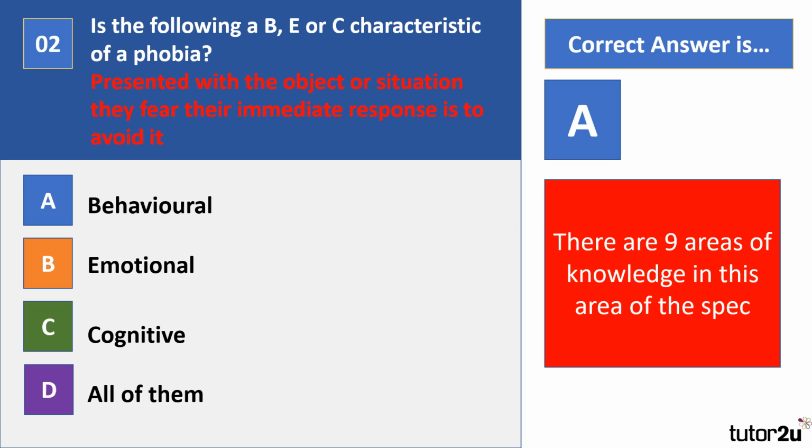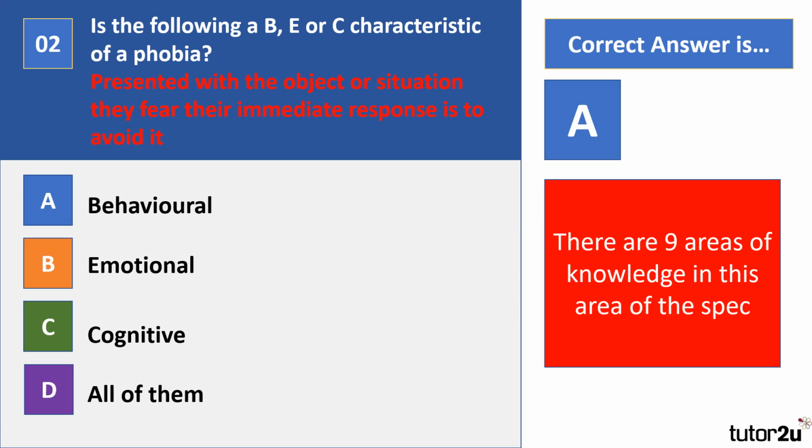Now this is a really important question as it highlights just how much you're required to know about this particular bullet point of the spec. So we've got OCD, depression and phobias, and you have to know behavioural, cognitive and emotional characteristics. Now that's a lot to remember. It's like 9 areas of knowledge if you think about it.